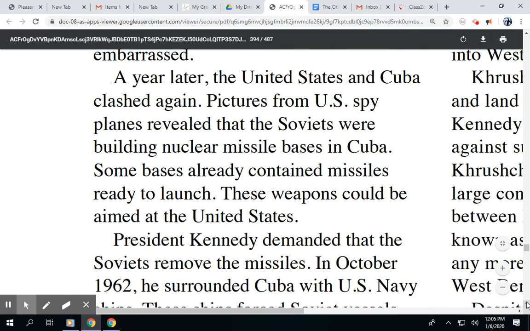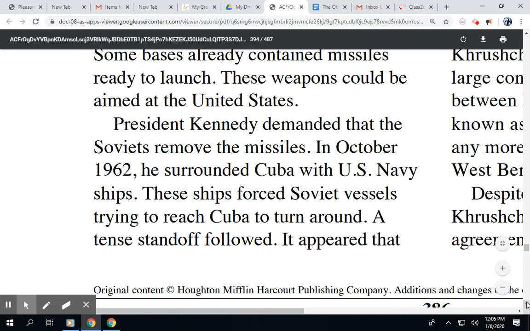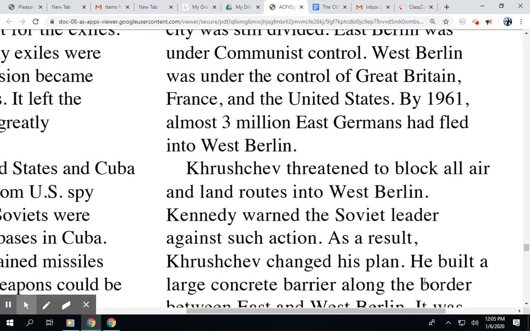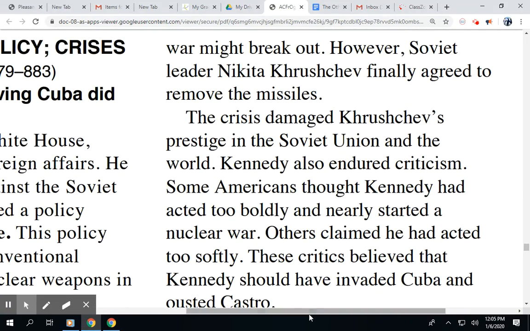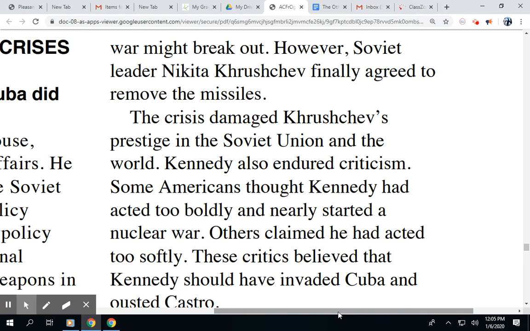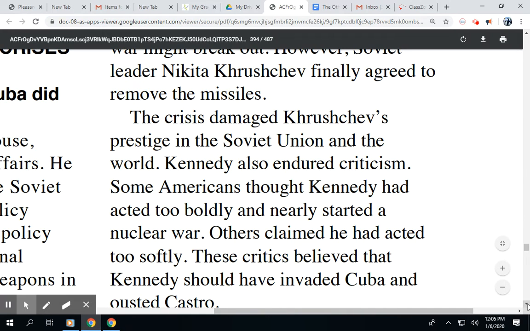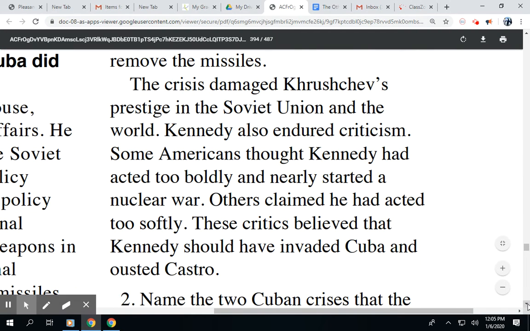President Kennedy demanded that the Soviets remove the missiles. In October 1962, he surrounded Cuba with U.S. Navy ships. These ships forced Soviet vessels trying to reach Cuba to turn around. A tense standoff followed. It appeared that war might break out. However, Soviet leader Nikita Khrushchev finally agreed to remove the missiles. The crisis damaged Khrushchev's prestige in the Soviet Union and the world.